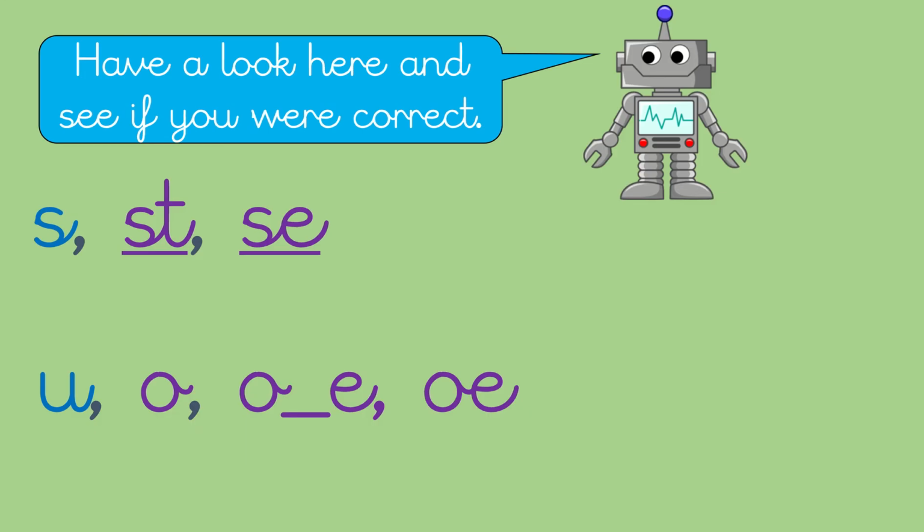So Rex says, have a look here and see if you were correct. So for the S phoneme, you can write it as an S on its own, or it could be an S and a T, or an S and an E. Those are the 3 different ways of writing this phoneme. The other phoneme can be written as an O on its own, like in nothing. It could be the split digraph, the O and the E, as in done, the word done. Or it could be the O and the E, as in the word does. Does he like to go to the park?